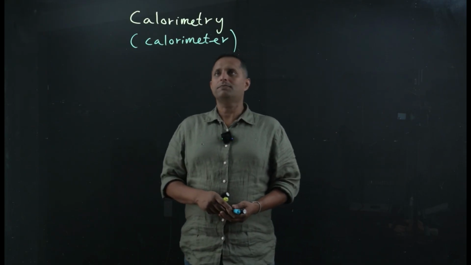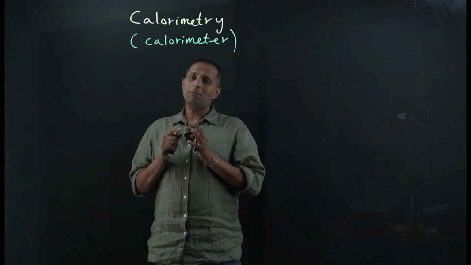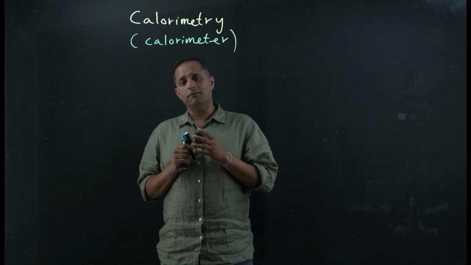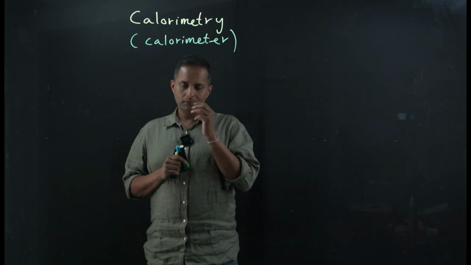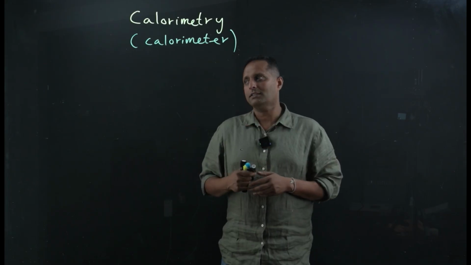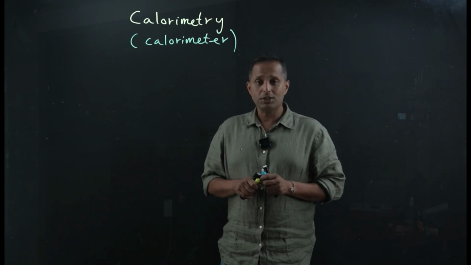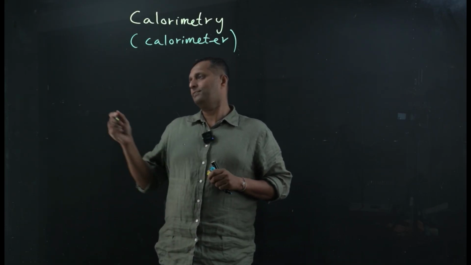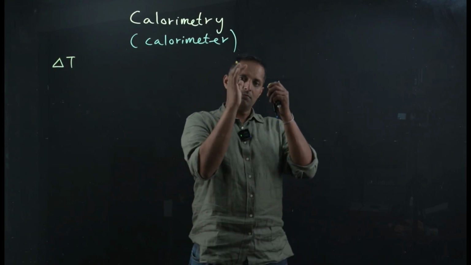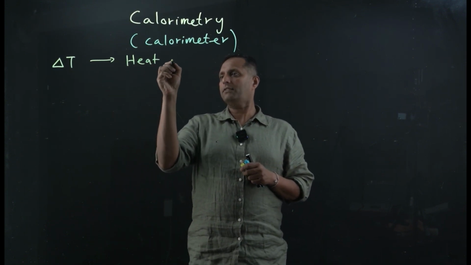Firstly, in chemistry, we don't measure energy directly. If you want to find out the energy that gets released during a chemical reaction, or delta H of a chemical reaction, we cannot measure that directly. Instead, we measure the temperature change, then we translate that temperature change into heat change. That's what we do.